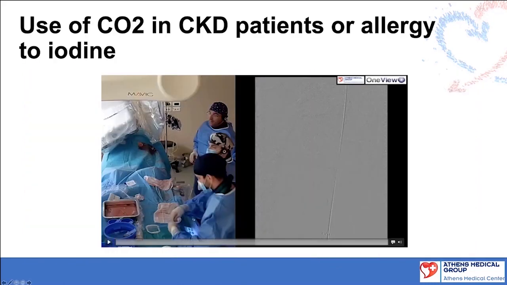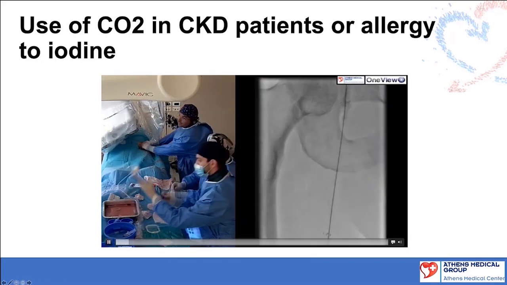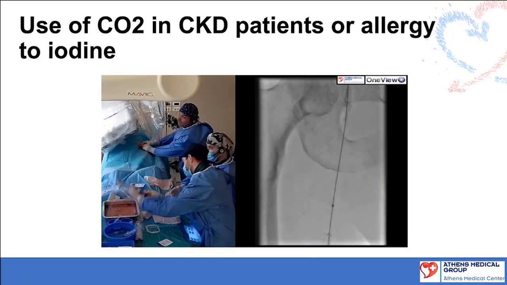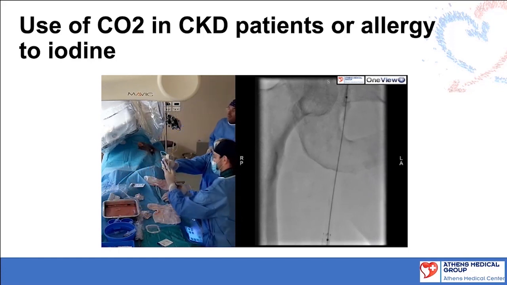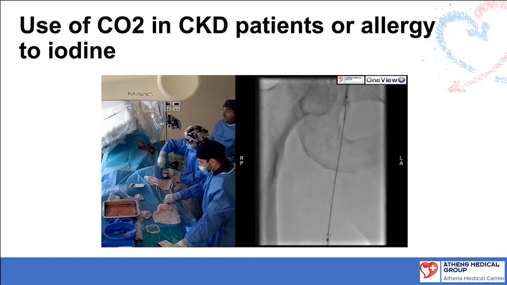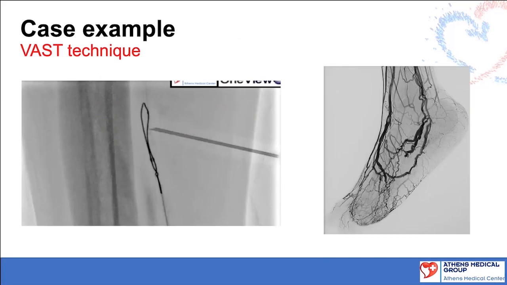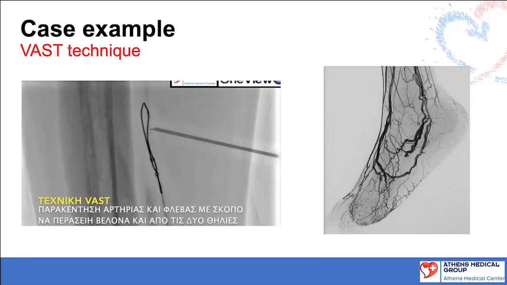We are using CO2 in our patients, and this is a unique advantage that we have, and the software of the hybrid room provides the ability to use CO2. This is ideal in our patients with peripheral arterial disease and chronic kidney disease, but also with allergy to iodine. And what we have started performing more and more now is the so-called VAS technique.